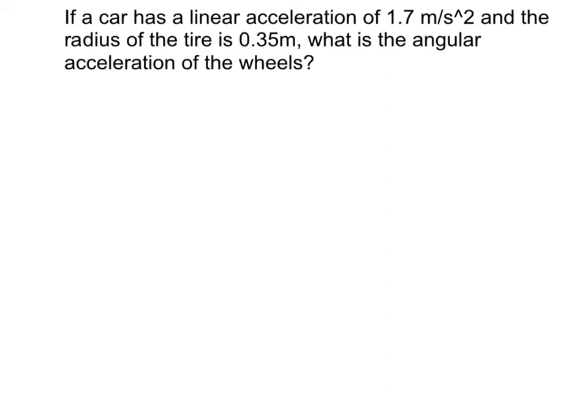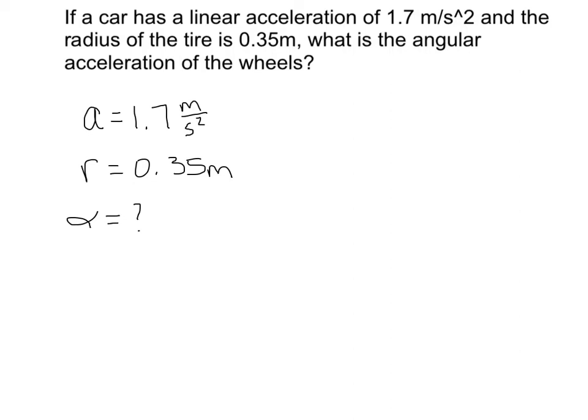Next, a car has a linear acceleration. Linear just means in a straight line. That's the normal acceleration that we had back in Chapter 3. It's 1.7 meters per second squared. You're given the radius of a tire of 0.35 meters. It's already in meters, so you don't have to do any conversion. And we're looking for the angular acceleration, which is the alpha.